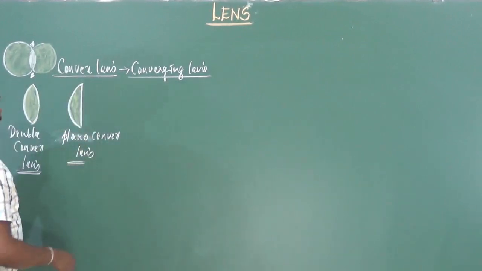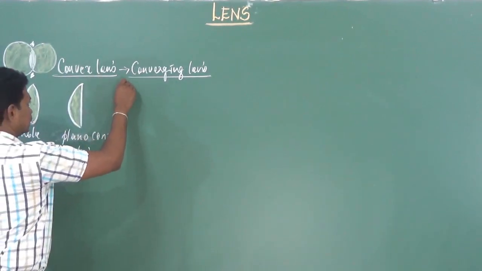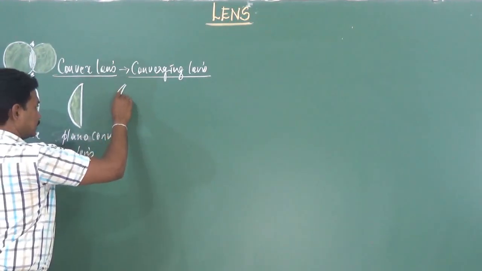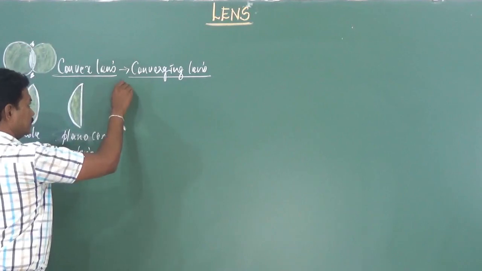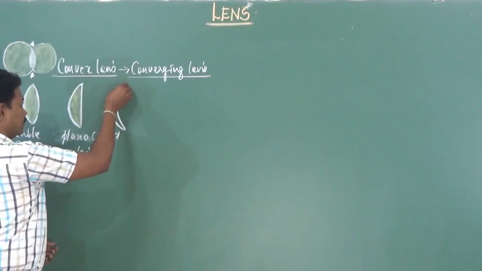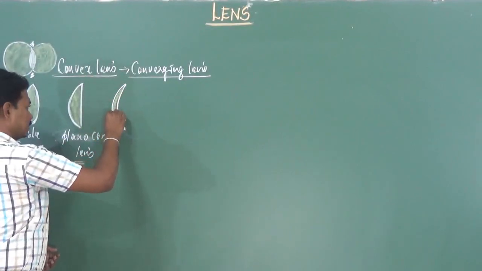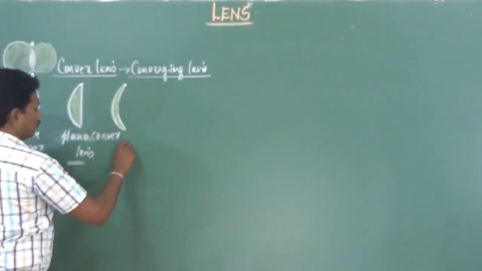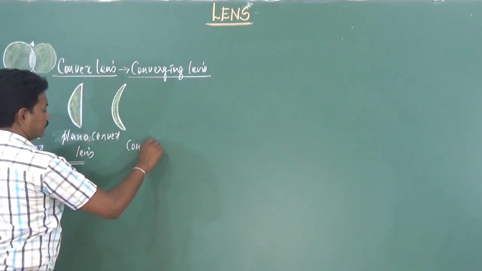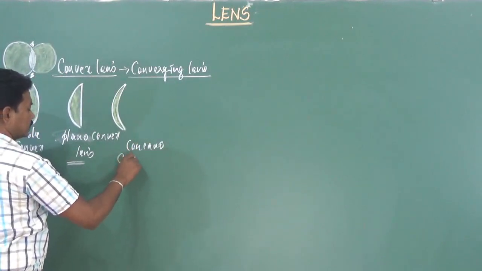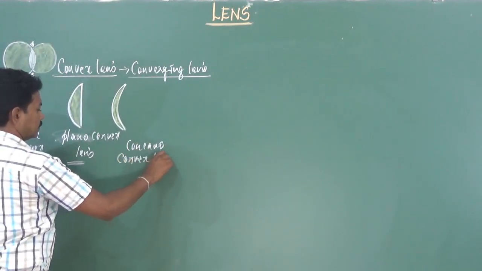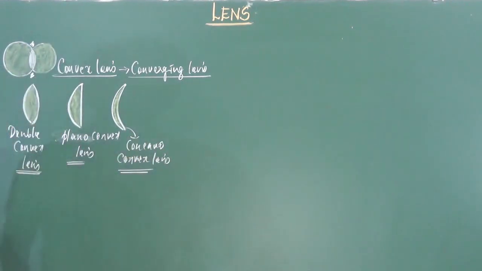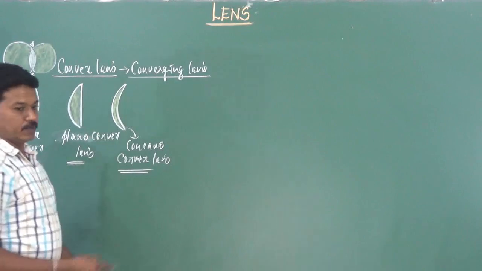Another type of convex lens also exists, that has one spherical surface and another surface that is concave. So, this is also a type of lens. This is called a concavo-convex lens. So, this is one type of lens. This is the lens. Okay. So, these are the different types of convex lens.